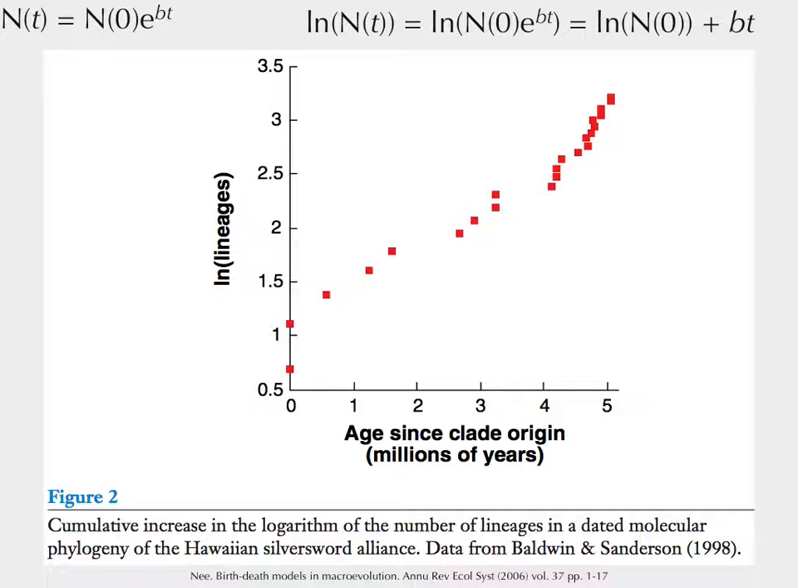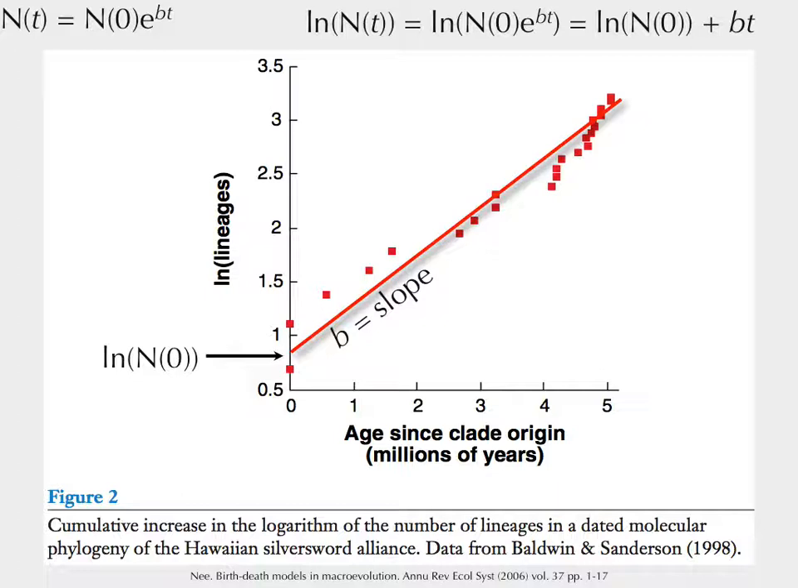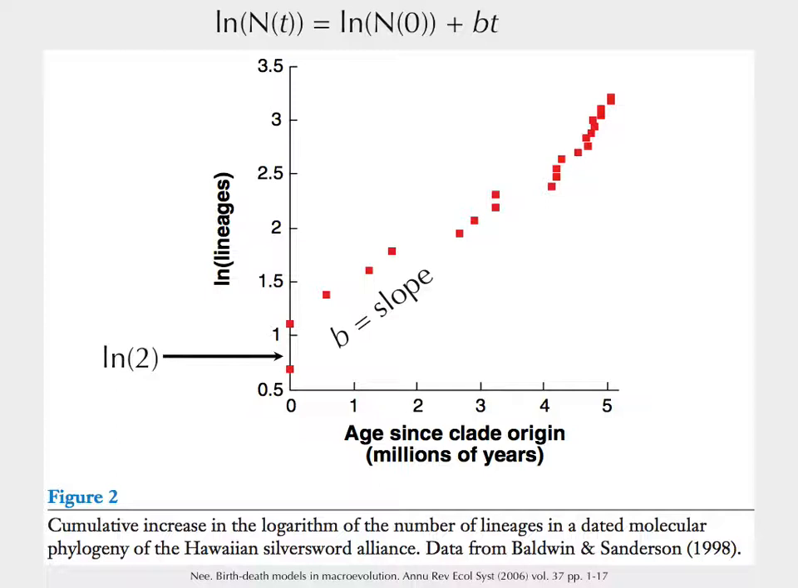Well, here's our equation. We put it into log space. We can think about it like a line, y equals mx plus b, right? Here b is the slope. We start with two species, the crown group, so we put 2 there. Now we can take this equation, and for a given point, we know what that is. So now we just solve for b. We can estimate the net diversification rate from looking at some point. See, it's very, very simple math.